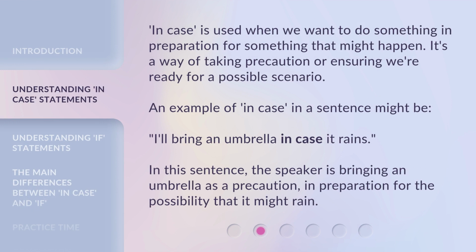In case is used when we want to do something in preparation for something that might happen. It's a way of taking precaution or ensuring we're ready for a possible scenario. An example of in case in a sentence might be, I'll bring an umbrella in case it rains. In this sentence, the speaker is bringing an umbrella as a precaution, in preparation for the possibility that it might rain.